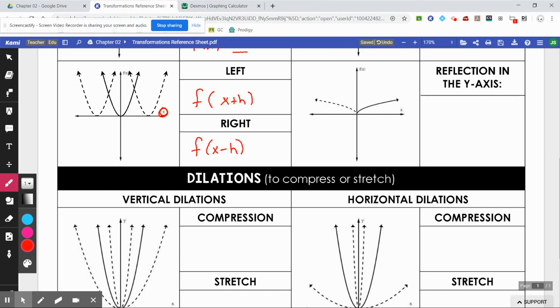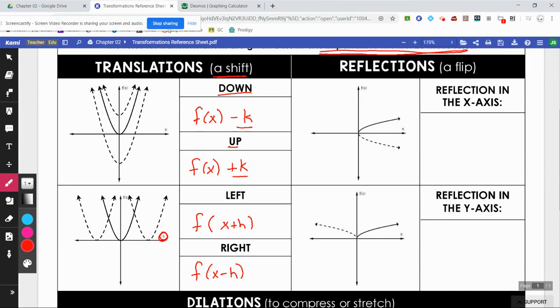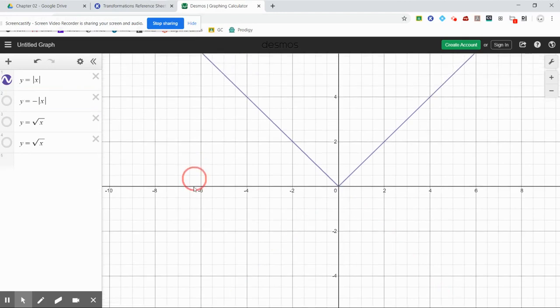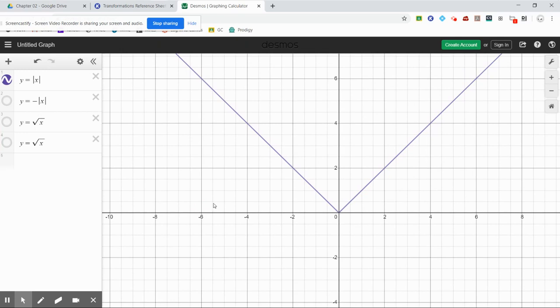Okay, now let's take a look at reflections. First off, a reflection in the x-axis, or reflection across the x-axis, which, by the way, since we're reflecting across the x, this would be vertical. That's very important to understand. That's an up and down reflection. So going back to Desmos, let's take a look at this. If we have our parent function, y equals the absolute value of x, we know that's a v-shaped graph.